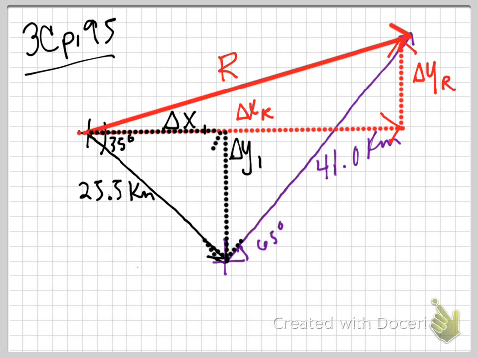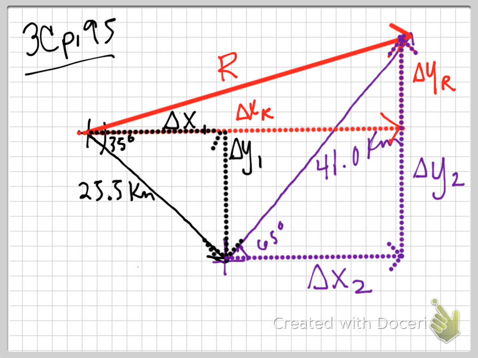You can do the other triangle. You just have to be really careful. And it's easiest to do triangles that use the angles you're given. Okay. So on the second piece, can you see the second triangle? Can you visualize it? Well, there she blows. Okay, so we've got our delta x2 and our delta y2 labeled.